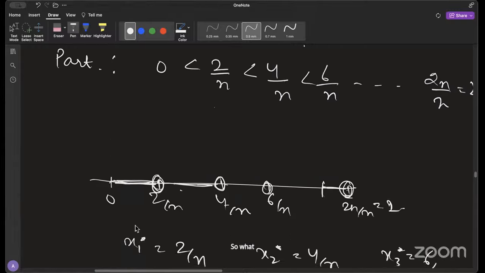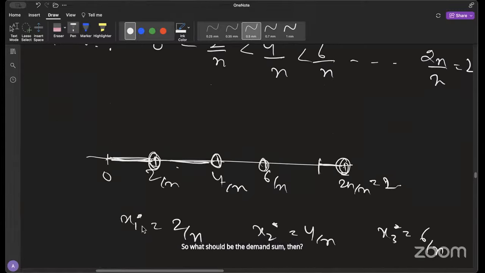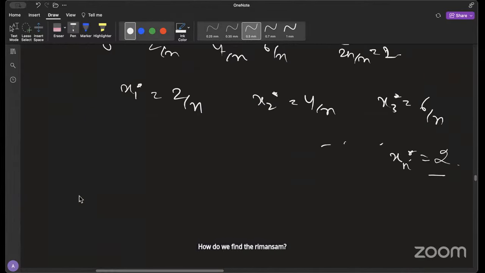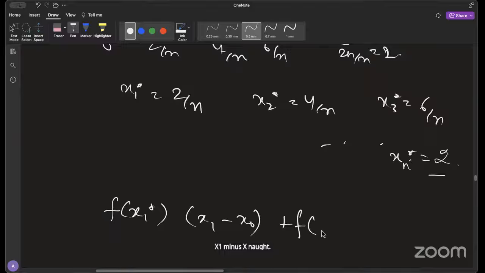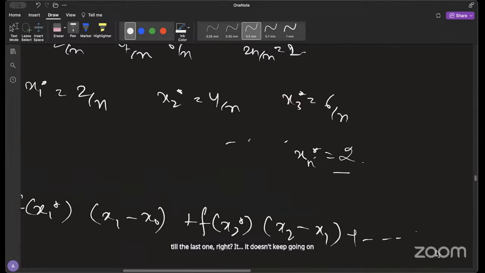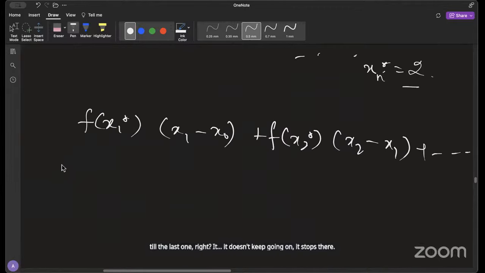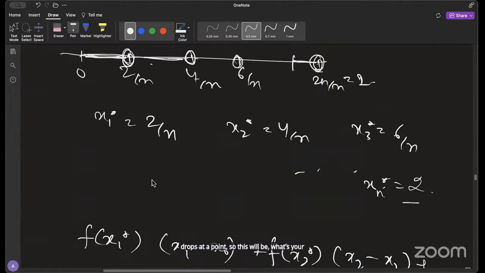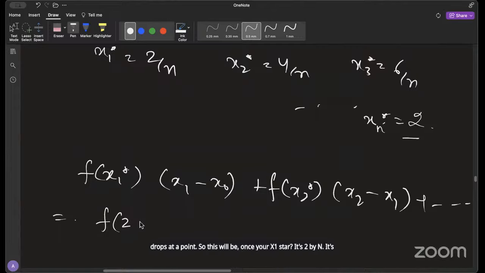So what should be the Riemann sum then? How do we find the Riemann sum? The formula is f(x1 star)(x1 minus x0) plus f(x2 star)(x2 minus x1), and so on, till the last one, right? It doesn't keep going on, it stops at a point. So what's your x1 star? It's 2 by n. It's f of 2 by n.